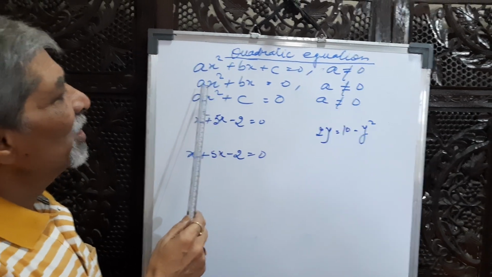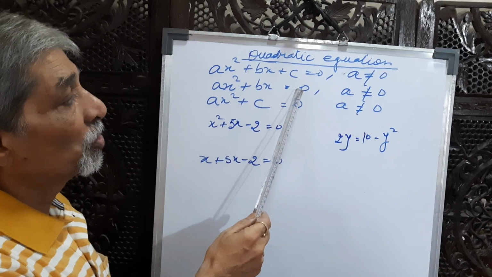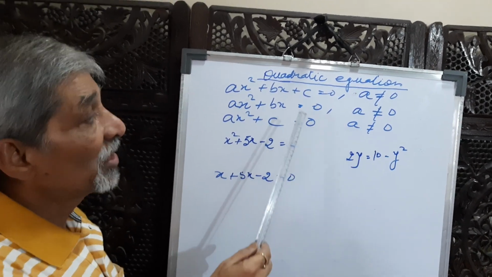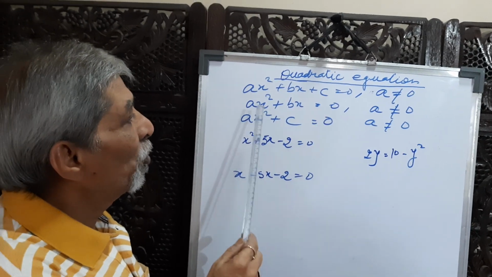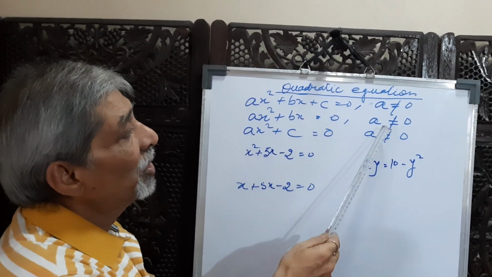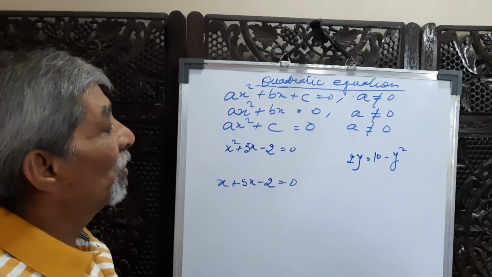Quadratic equation even is in binomial ax squared plus bx is equal to 0. Here c is not there, constant coefficient is not there. We have only ax squared plus bx. It's a binomial, and here also a will not be equal to 0.